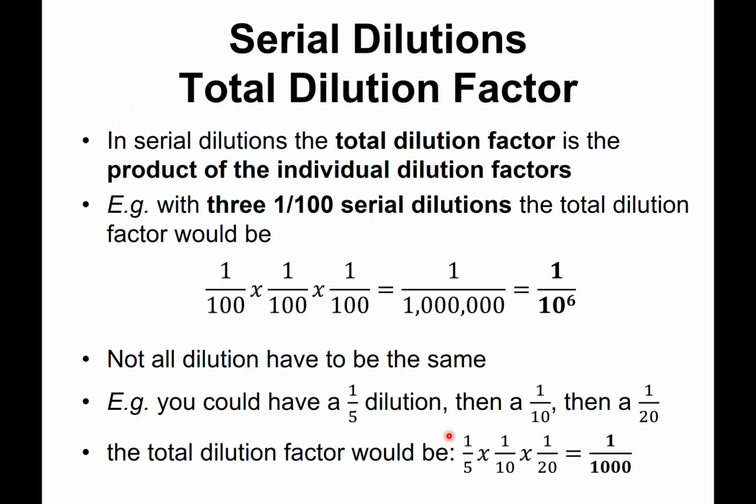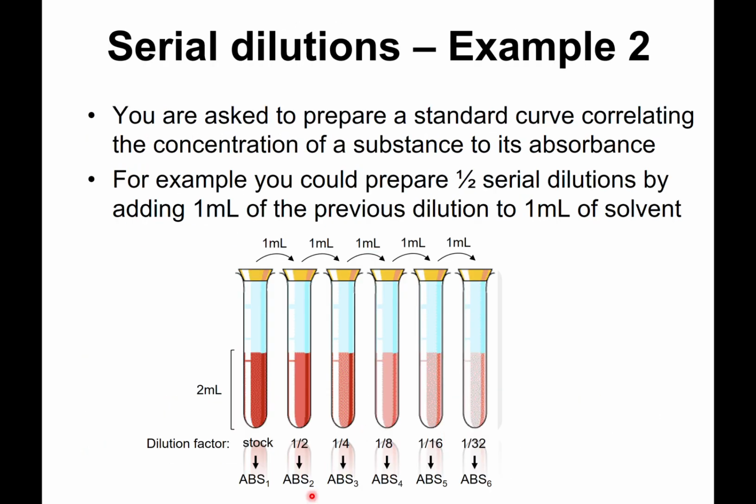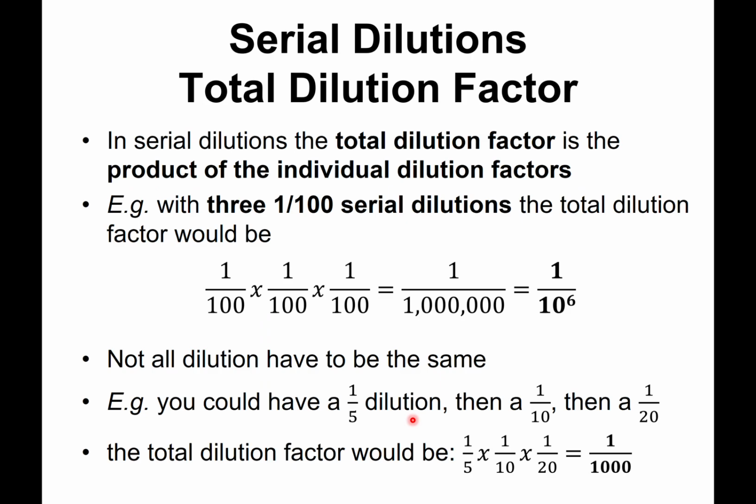Now, this introduces one thing. As you can see here, this dilution factor is growing exponentially. Why is it growing? It's because the total dilution factor in a serial dilution is the product of all the dilution factors of each step.